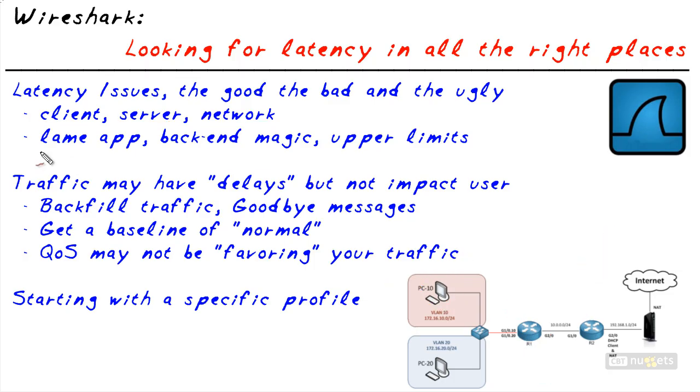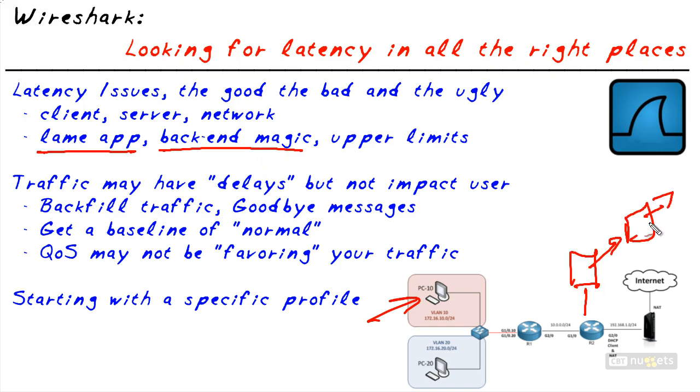So as I mentioned, we might have applications that are causing us grief, like in the case of my experience back in the 90s with the homegrown application. When I talk about back-end magic, I'm just referring to the fact that we could have a server that makes calls to another server who makes calls to another server, and any delay in any of those queries and responses could cause delays as well, and upper limits.